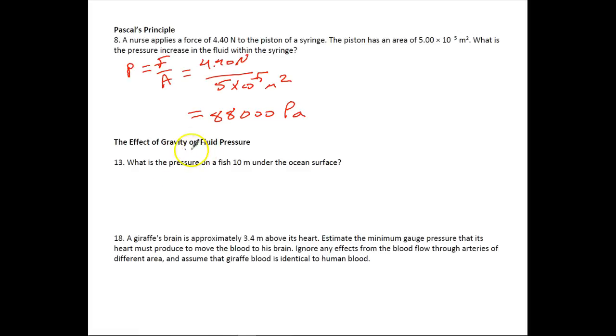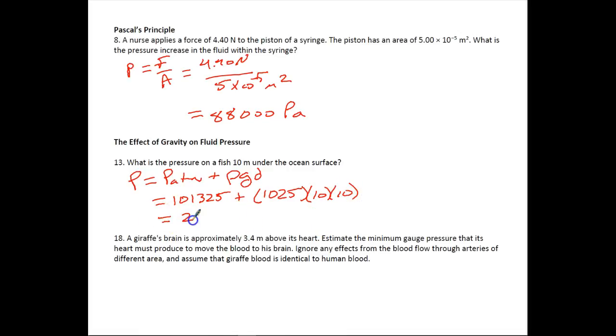Next one's pretty easy too. Now we're looking at the effect of gravity on fluid pressure. And so we know that the overall pressure is equal to the atmospheric pressure plus the gauge pressure, which is rho g d or rho gh. A couple ways to write that. Here we're going to use the real value for atmospheric pressure. It's 101,325 pascals, so that's a little more precise. Plus, we've got 1,025, which is the density of seawater. We're going to multiply that times 10, and then finally times 10 again.